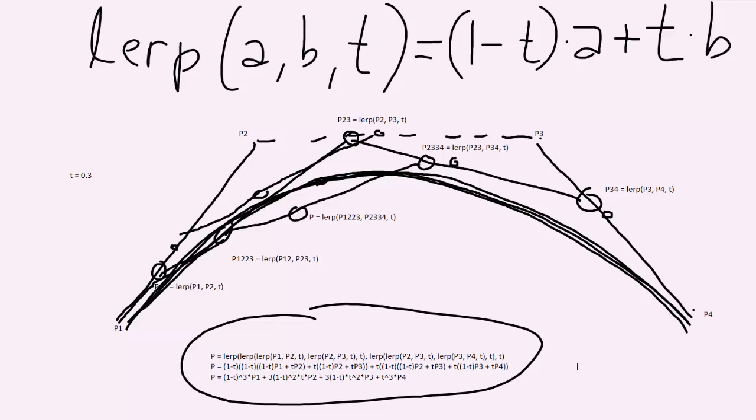If we were to do the same with 3 control points, we would be able to say something like P equals 1 minus t to the power of 2 times P1 plus 2 times 1 minus t times t times P2 plus t to the power of 2 times P3. So 3 control points, this would be the formula.